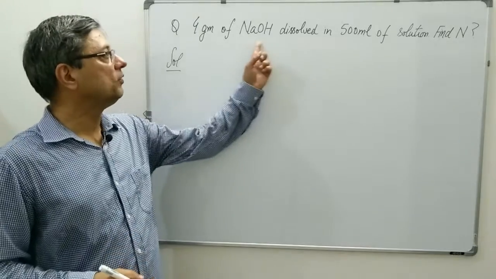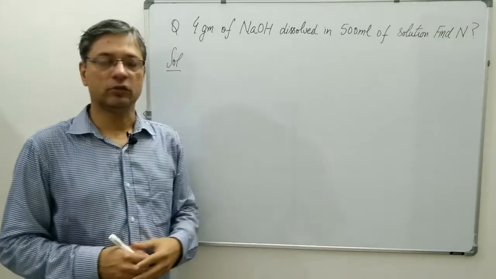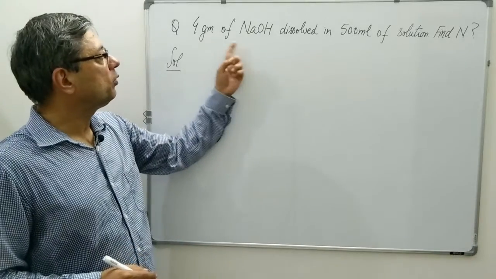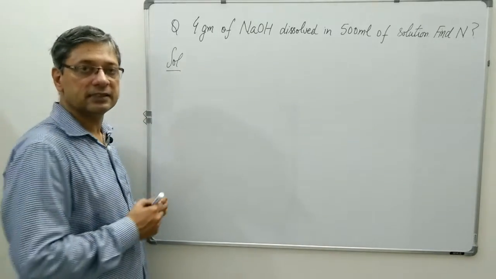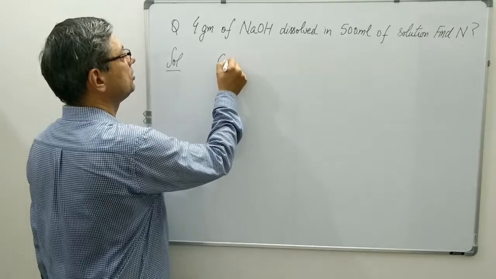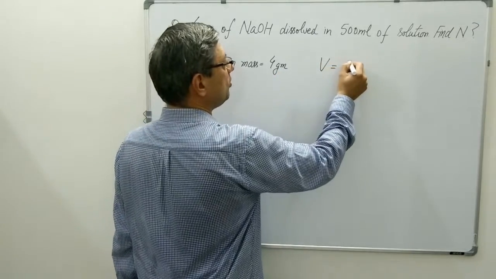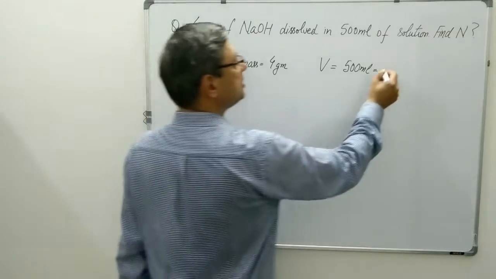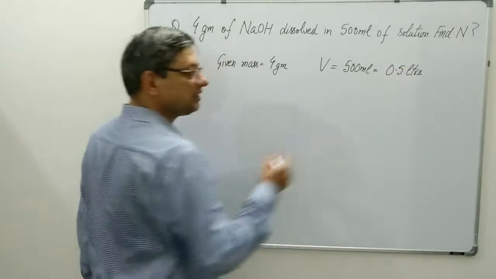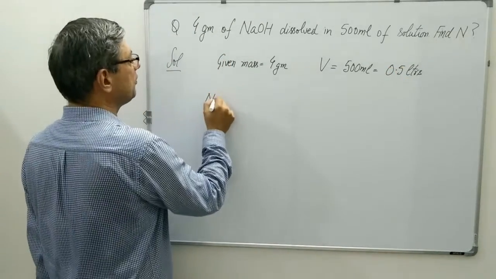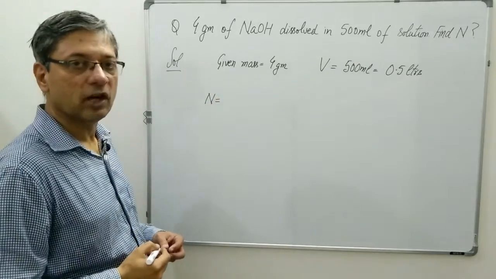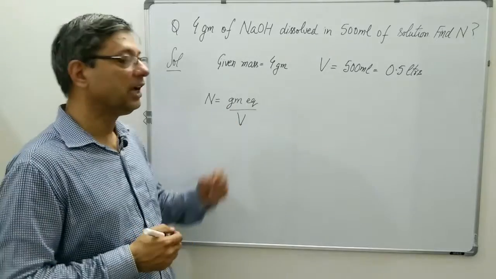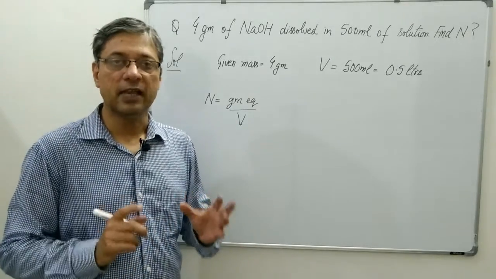Question is: 4 grams of NaOH dissolved in 500 ml of solution. Find normality of solution. Let us first check what is given. We are given 4 grams of NaOH. We can take it as given mass of solute. We are given volume of solution, which is 500 milliliters, and we will convert it into liters, and it will be 0.5 liters. Now let's check the formula of normality. Normality formula is gram equivalent of solute upon volume. Volume is given, 0.5 liters. We have to find gram equivalent of solute, that is NaOH.